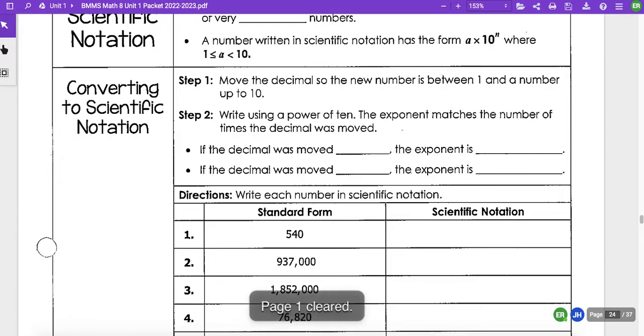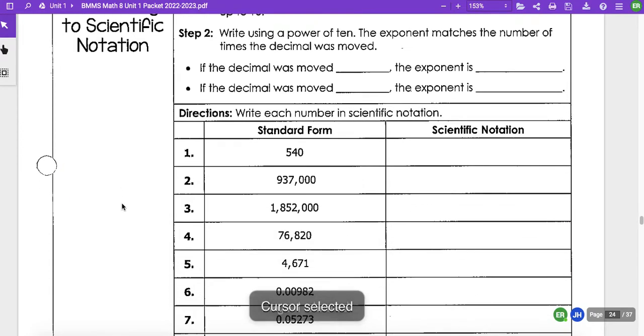Okay, so let's look at example 1 here. Okay, so what we're going to do here is start from the decimal. And notice there's not a decimal in this number, so we start right here. This is where the decimal would be. We just don't say 540 decimal. So we're going to start here, and we're going to move it until we get one number to the left of my new decimal right here.